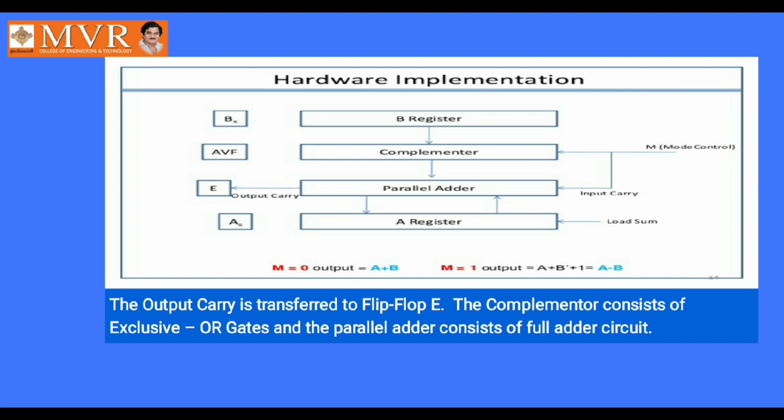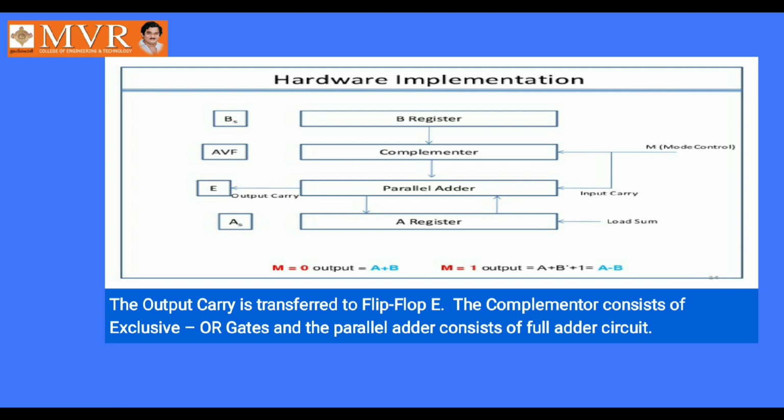If M is equal to 0, you will get the output as A plus B, which means simple addition. But if M is equal to 1, it represents that the value in the B register is a negative value. That's why we calculate its 2's complement. How to calculate the 2's complement? First B's complement, that is the 1's complement, plus adding 1 gives the 2's complement, and that result will be added to A, which gives you A minus B.